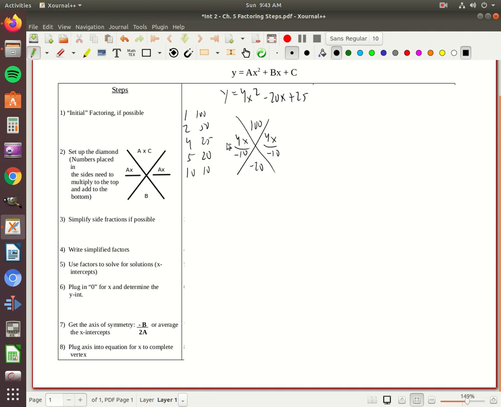Now I will simplify the side fractions. 2 goes into both of these. I get 2x over minus 5, and I get 2x over minus 5. So this is going to factor as 2x minus 5 times 2x minus 5. At this point, I will solve for the x-intercepts. So this is our step 4, our step 5. I will say 2x minus 5 equals 0. You'll notice I'm going to get the same thing twice.